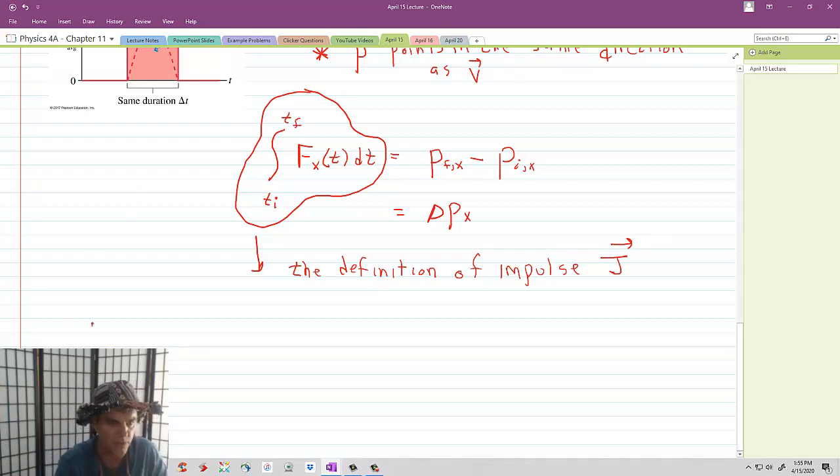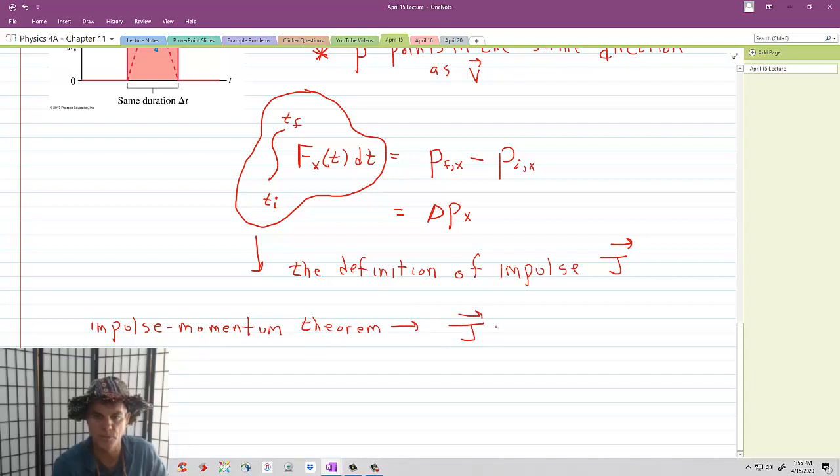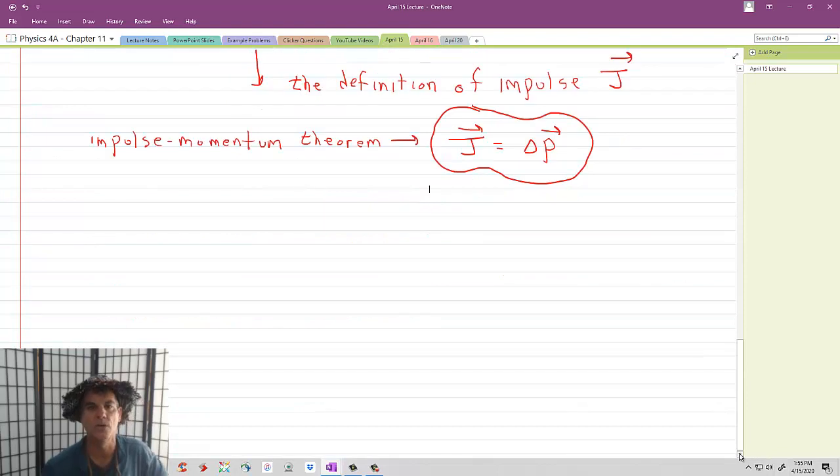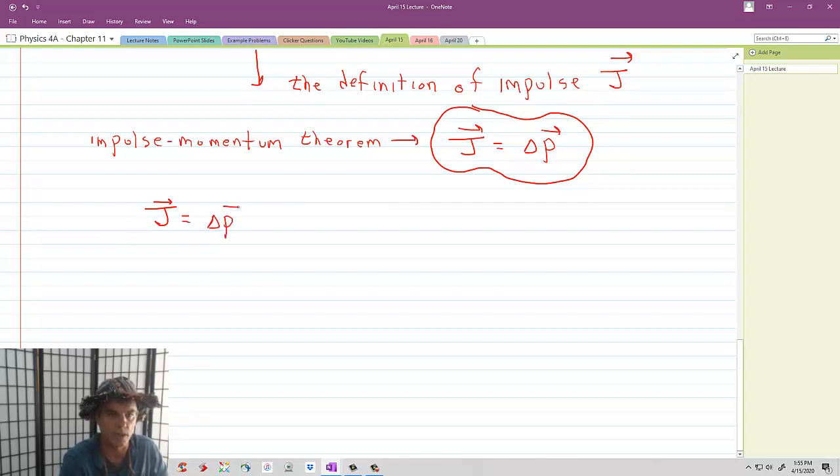So what you hear of as the impulse momentum theorem is the following. The impulse on an object equals the change in momentum of the object. This is the impulse momentum theorem. The impulse on an object, which is equal to the integral of the force dt, equals the change in momentum of the object. So you can write this different ways. This is sort of just the quick and easy way of writing it.